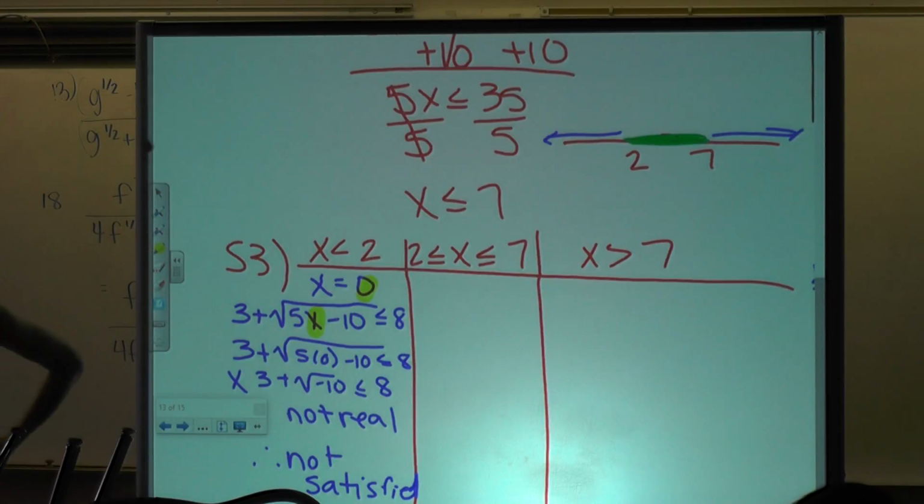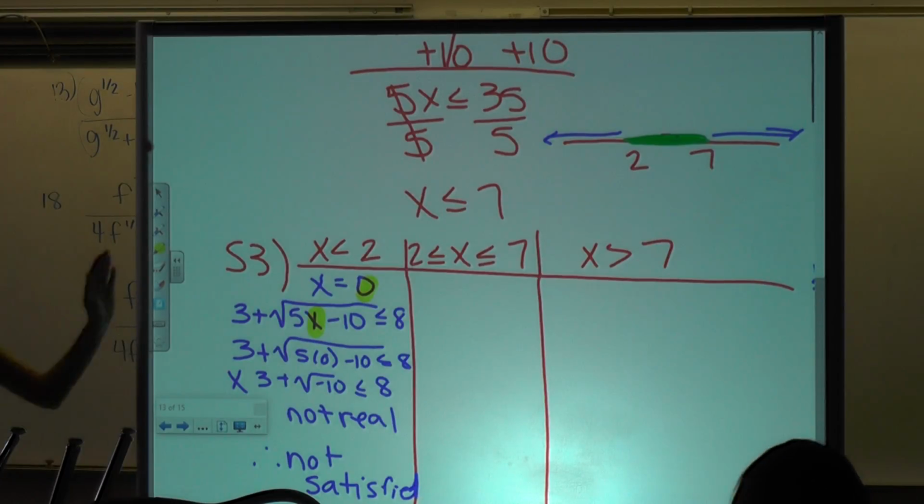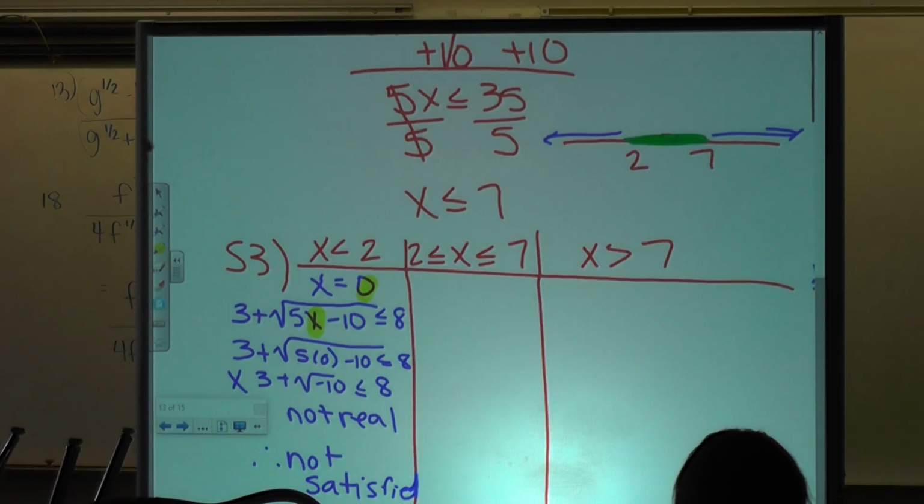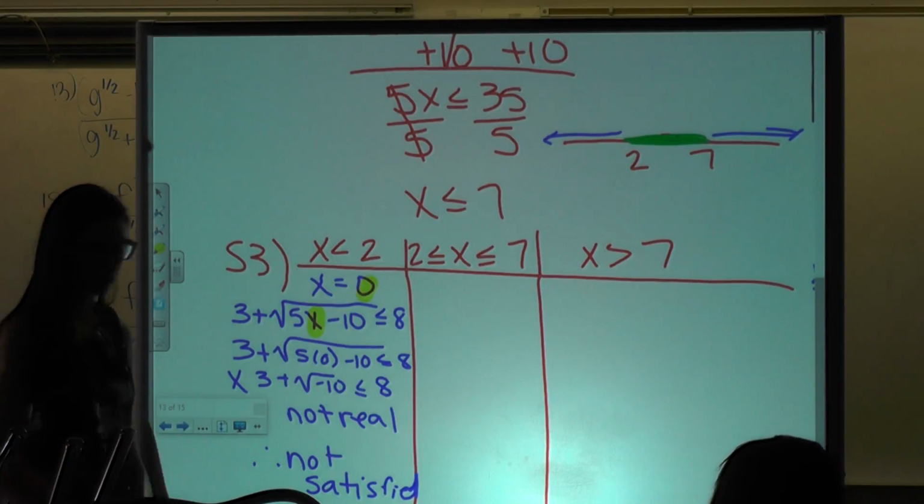So you can take any number. You could have chosen x equals negative 271. Just pick any number that is less than 2. I always pick numbers that are easy to work with. So between 2 and 7, you can pick any number. If you want to pick 2, you can. If you want to pick 3.5, you can. I'm just going to pick 4.